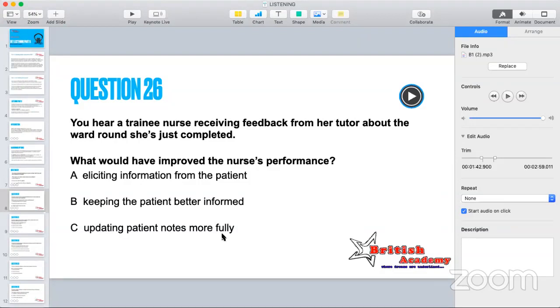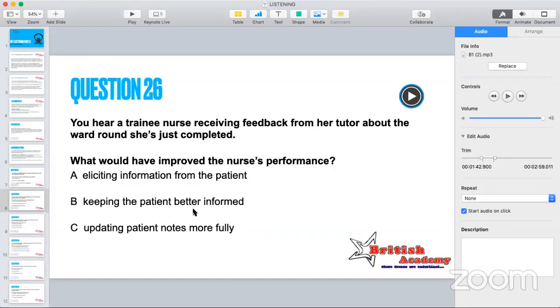So the closest option. Now, the option which is eliminated over here is eliciting information from the patient. Eliciting information from the patient is not something which would have improved the nurse's performance. Eliciting is taking information, collecting, gathering. You guys have given me a lot of synonyms for that: collecting, gathering, obtaining. So taking information from the patient is something which they have not talked about. Rather, they have spoken about keeping the patient better informed.